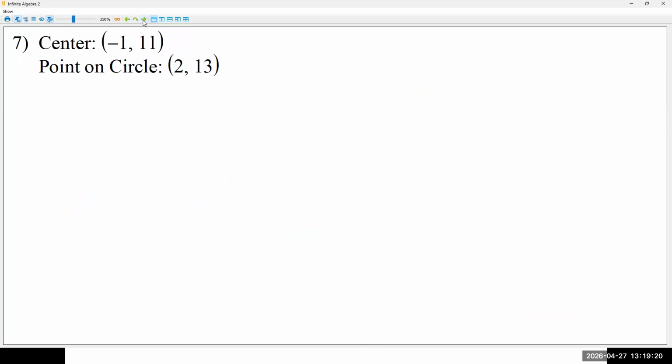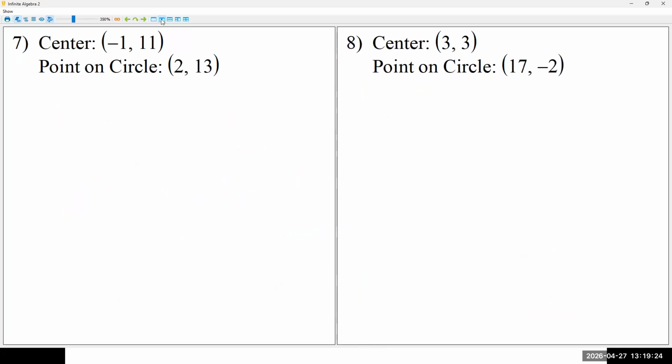Right, so I'm picking up with numbers 7 and 8. Now, what makes this one different is that I have a center and I have a point on the circle. I don't have the radius. I need the radius. And there's 2 ways you can do this. You can do what's called the distance formula. The distance formula you learned back in geometry is this.